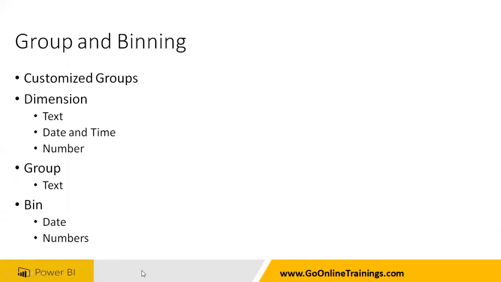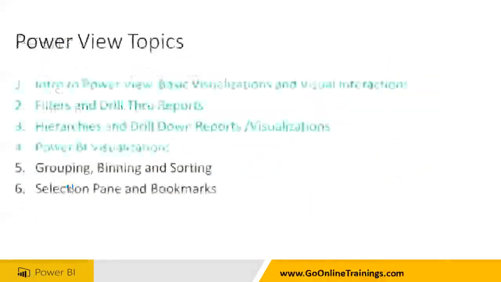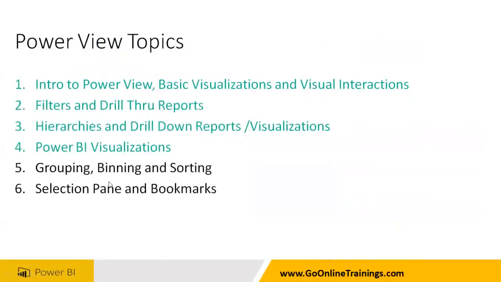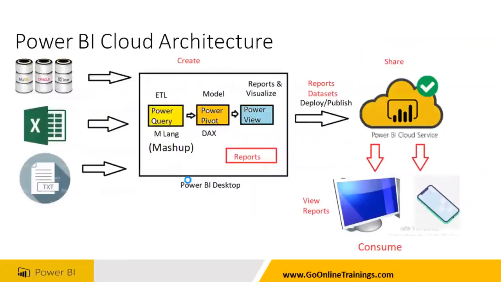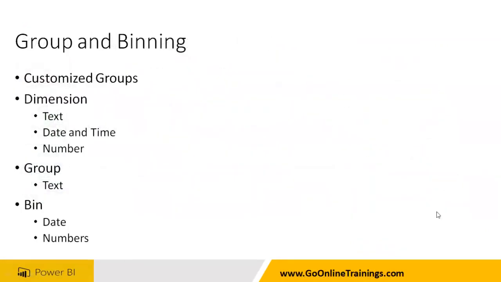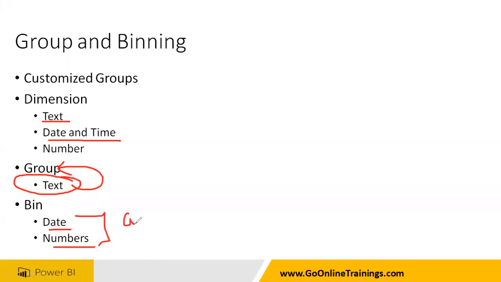Now, let me tell you, there is a grouping and there is a binning. So the title itself is grouping, binning and sorting. Sorting, you know how to sort the data. But what is a group? What is a binning? We'll discuss now. If you want to take dimensional textual data and have a customized grouping, that is what is called a grouping. If you take date and time or number data and want to create a group here, that is what is called a bin.